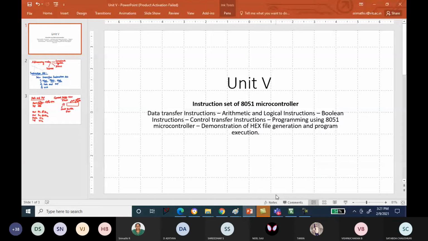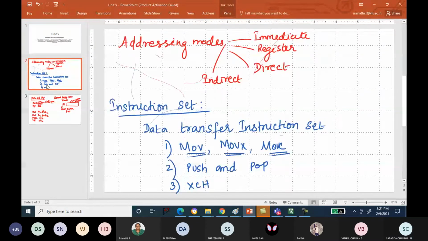Today I'm going to deal with the instruction set of 8051. Yesterday I discussed the addressing modes of 8051. There are 4 types of addressing modes: immediate, register, direct and indirect addressing mode. And in the instruction set, I have just started the data transfer instructions. In the data transfer instruction set, we have MOV, MOVX and MOVC, which we discussed yesterday.